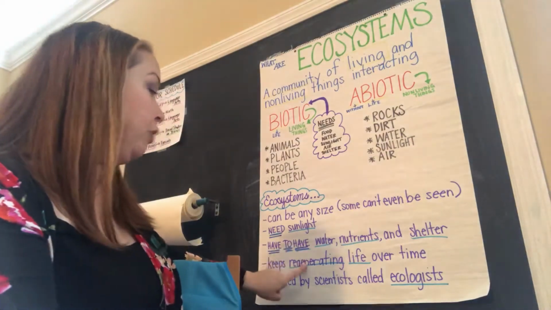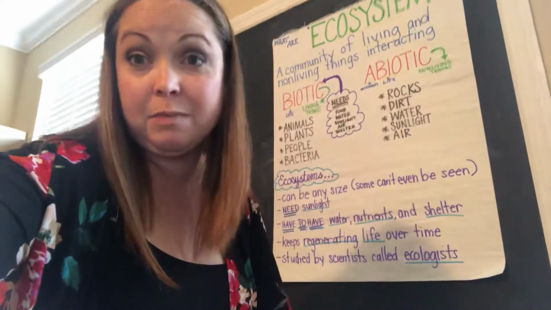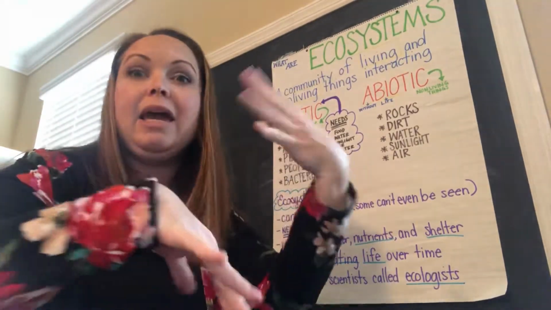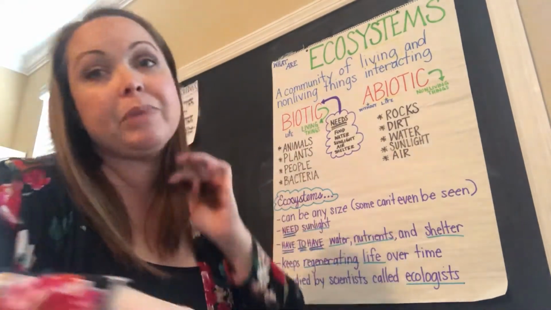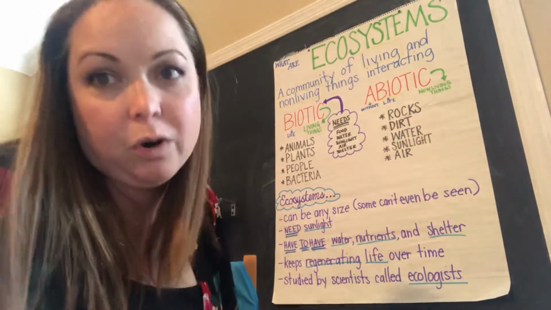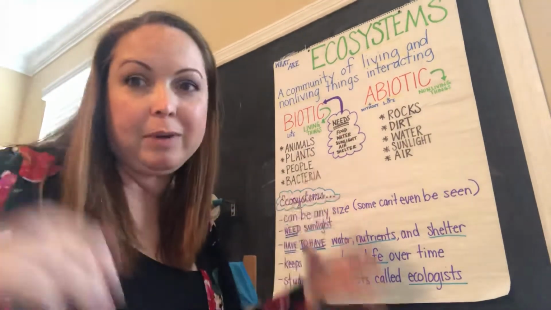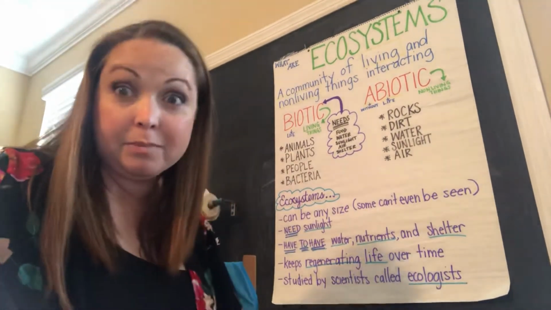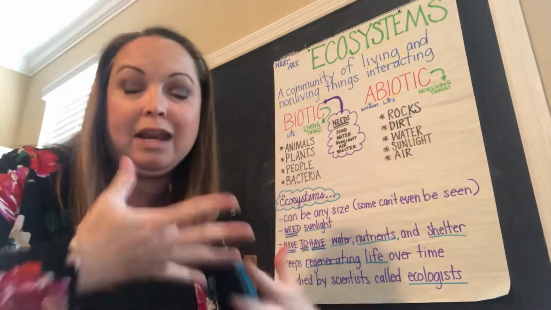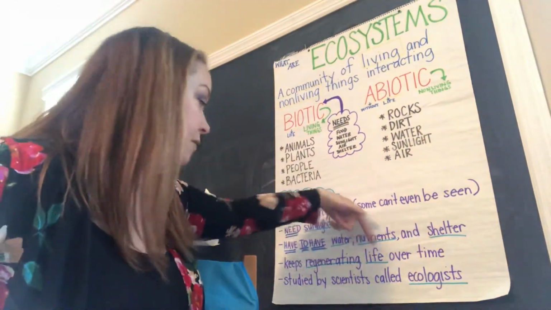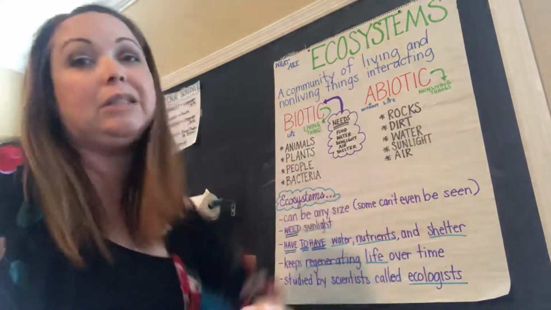Ecosystems also keep regenerating life over time. So what does that mean? It means that if an ecosystem is healthy and doing what it's supposed to do, life continues to create more life in that ecosystem. The living things are making more of their own kind. The birds are making more birds. The humans are making more humans. If it's a pond ecosystem, the frogs are making more frogs, and the lily pads are making more lily pads. Everything is creating more of its own kind. It's regenerating life. And ecosystems are studied by scientists called ecologists.